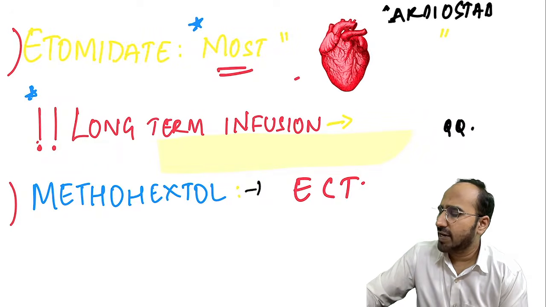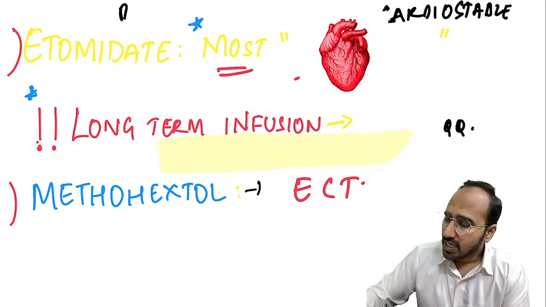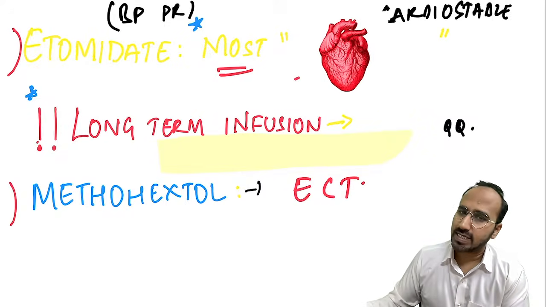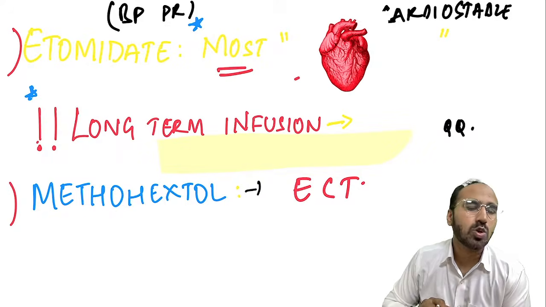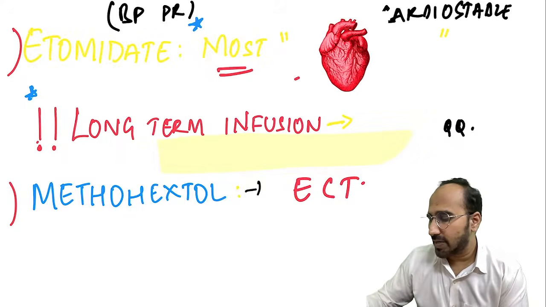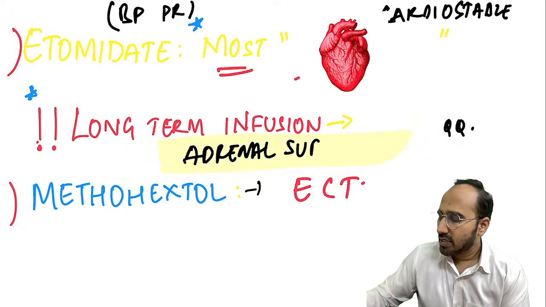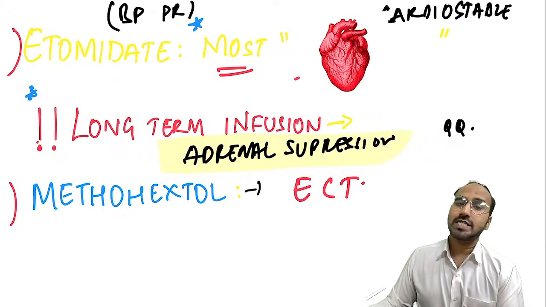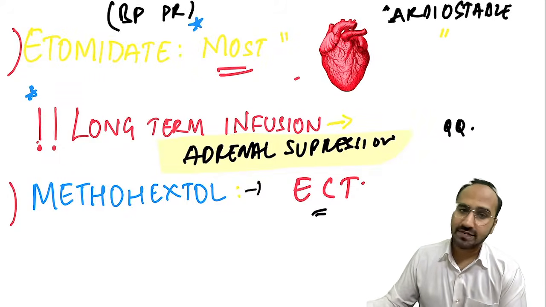Most cardio-stable IV induction agent. Why am I telling etomidate is cardio-stable? Because it maintains the BP and pulse rate. Neither does it increase the BP nor decrease the BP. But if you give etomidate long term to the patient, what will happen? Long term infusion of etomidate can lead to adrenal suppression. Then there is one more IV induction agent called methohexitone. Methohexitone is given for electroconvulsive therapy.